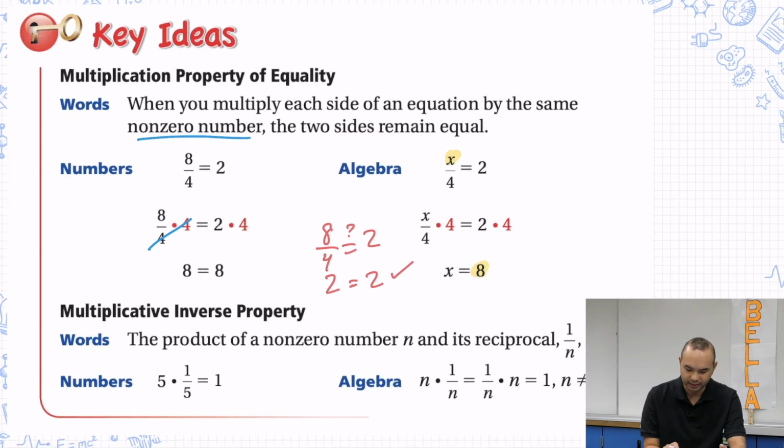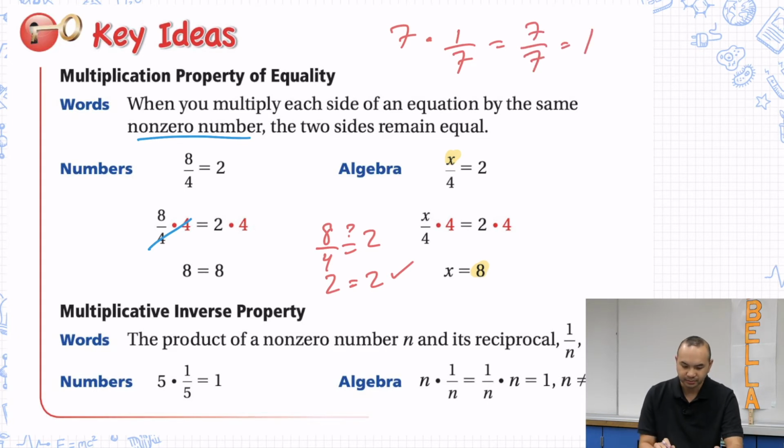Okay, and over here it says the multiplicative inverse property. The product of a non-zero number n and its reciprocal is 1. We've done this already. So 5 times 1/5 equals 1. So if you take the reciprocal of a number and you multiply it, then you get 1. Same thing works in algebra. Some number, 1 over that number, and you end up with 1. So if you did up here 7, 1 over that number is 7 over 7, which equals 1.